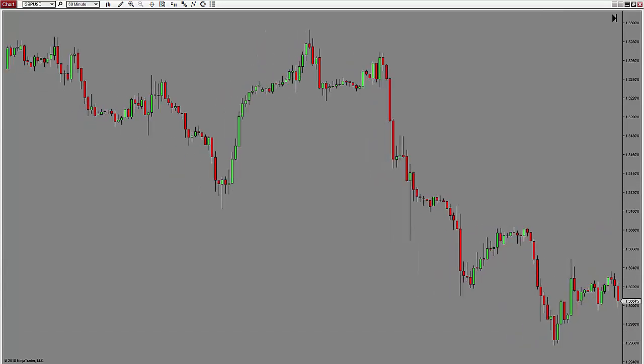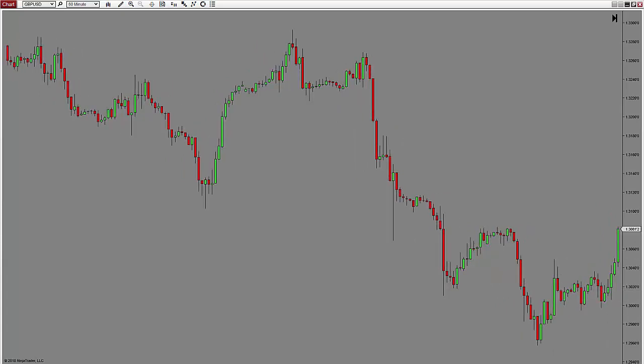Alright, so I have a chart here of the pound dollar, and what I want to do is review the objective way that I'm identifying market structure. If you're not familiar with market structure, it's when a chart is making a lower high, which is, here's a high, here's a lower high, here's a low, here's a lower low. It's a way to identify trend. If a market is making lower highs and lower lows, then you're in a downtrend. If it's making higher highs and higher lows, you're in an uptrend.